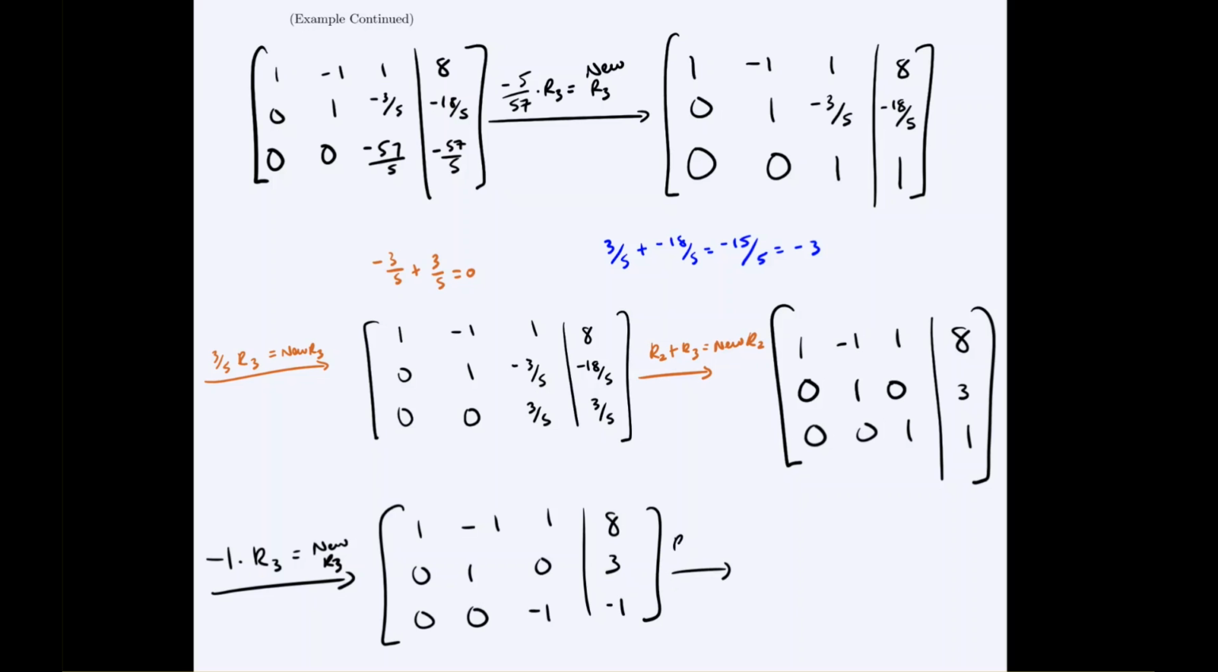And now we're going to take row 3 plus row 1, and that's the new row 1. Term by term, 0 plus 1 is 1. 0 plus negative 1 is negative 1. Negative 1 plus 1 is 0. Negative 1 plus 7, plus 8 is 7. The other rows remain unchanged, and we go back to our original row 3.